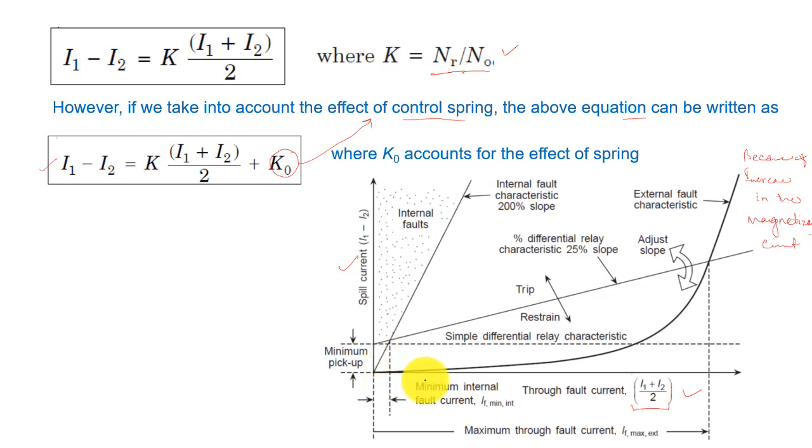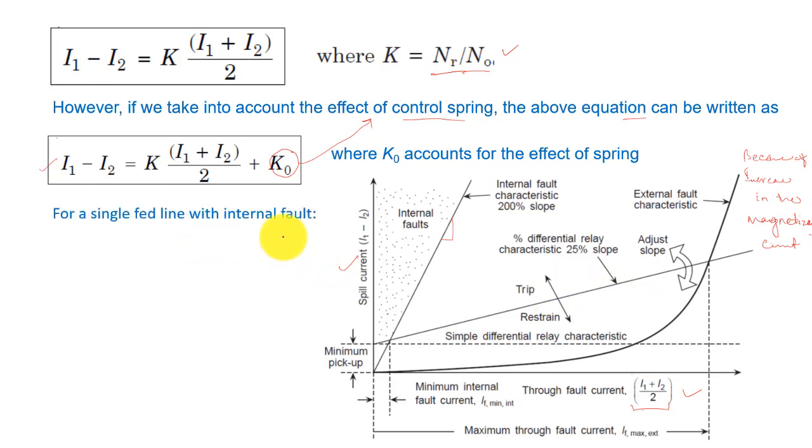For external fault condition, it will become saturated, and therefore suddenly the spill current will increase exponentially here, right. Okay. So this is your external fault characteristic, this is your internal fault characteristic, and we will see what the slope of this internal fault characteristic will be. This will be your characteristic of the percentage bias differential relay, right. So this is under a certain slope. How do we decide the slope? Let us see those things.